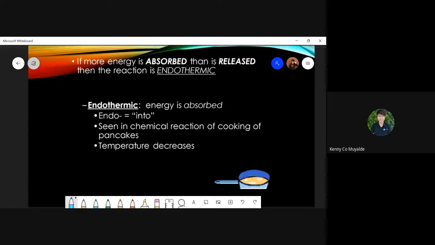What about if the energy is absorbed? If the energy is absorbed, then it means the reaction is endothermic. Endo meaning into or to enter, or it will go inside. The energy from the surrounding will go inside the system. So this is seen in chemical reaction of cooking. Actually, lahat ng form ng cooking, it involves endothermic. Yun yung dahilan kung bakit naluluto yung mga pagkain. This is because the heat from the pan is being absorbed by the food that you are cooking. Habang inaabsorb niya yung heat coming off from the pan, ay nagkakaroon ng chemical changes sa loob ng ating niluluto. Kaya siya naluluto. Now, the temperature of the surrounding will decrease.